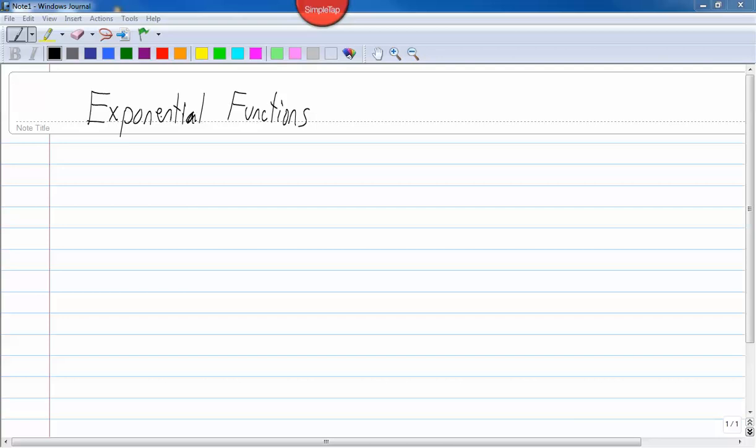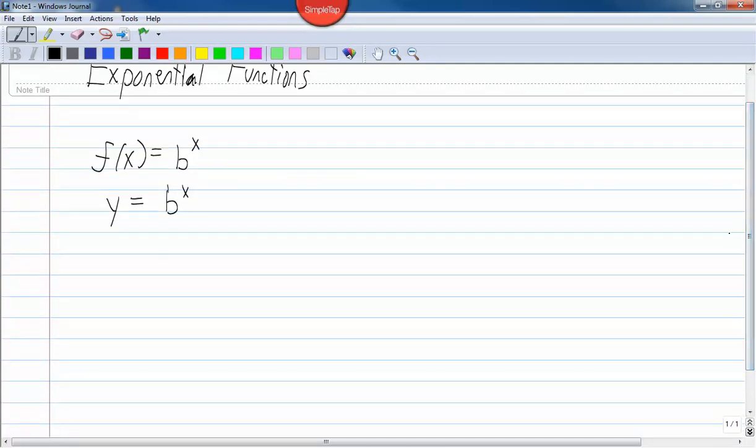An exponential function is a function that can be written as f of x equals some base b to the x power, or you could have y equals b to the x. That's an exponential function. Okay, so the base here has to be positive, and it cannot be equal to 1.